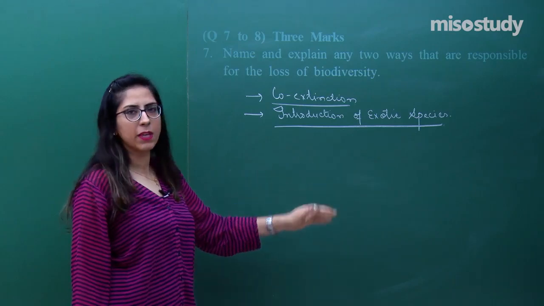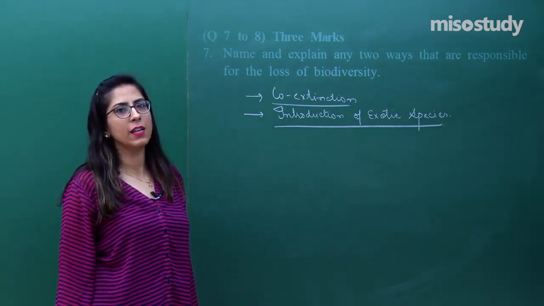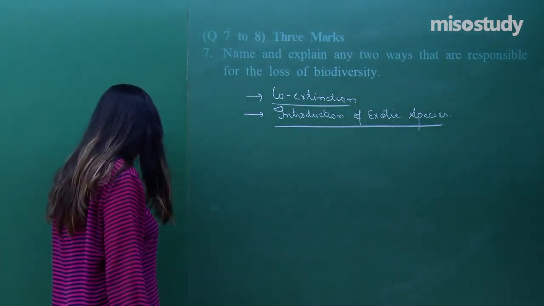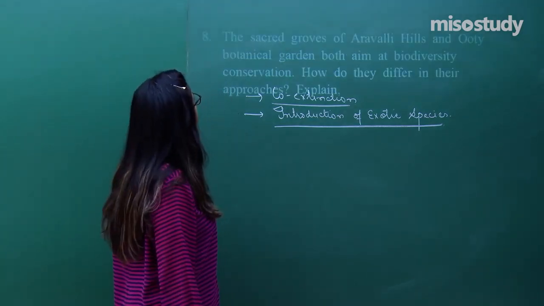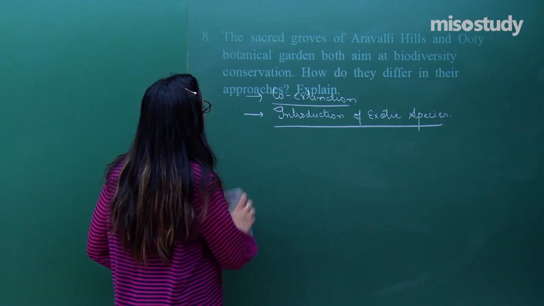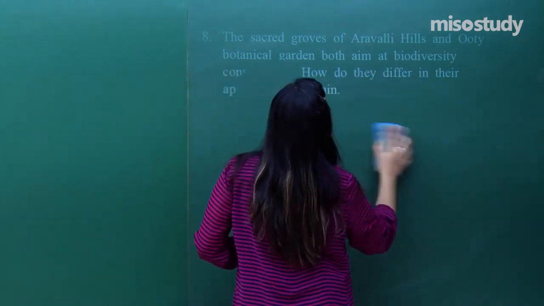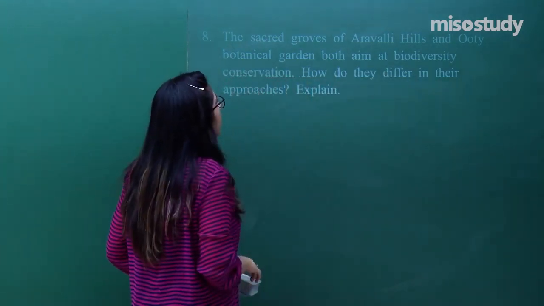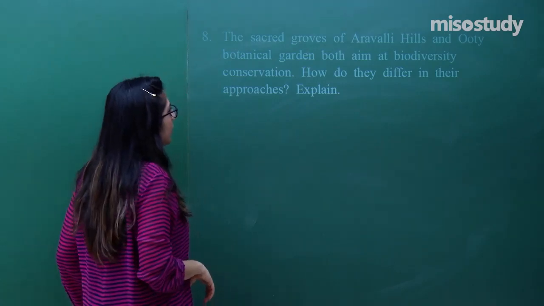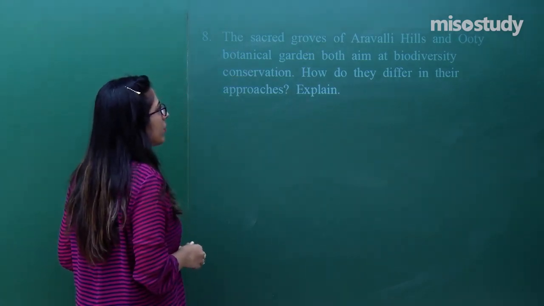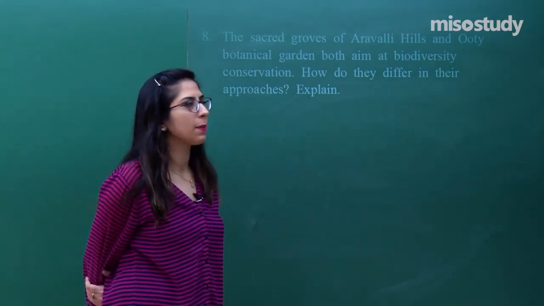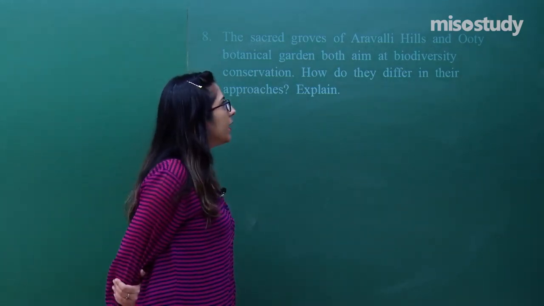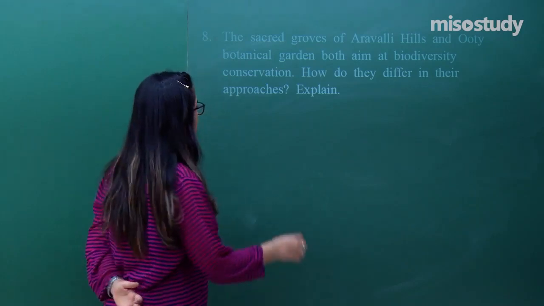As we have explained the same in the session, I am not going into detail. Let's move on to our next question. The next question is question number 8, which is also a 3 marks question. The sacred groves of Aravali Hills and the Ooty Botanical Gardens both aim at biodiversity conservation. How do they differ in their approaches? Sacred groves in Aravali, let's write about it.